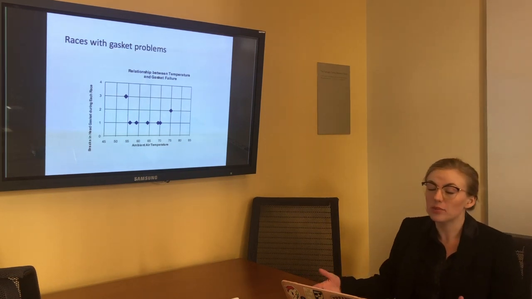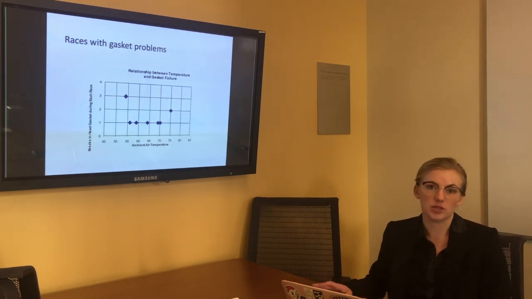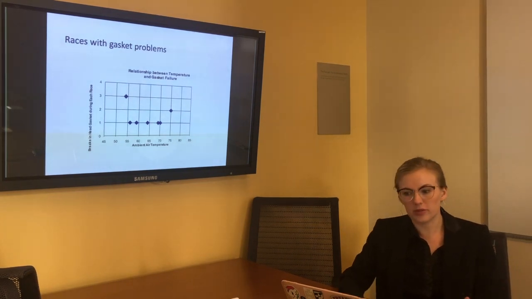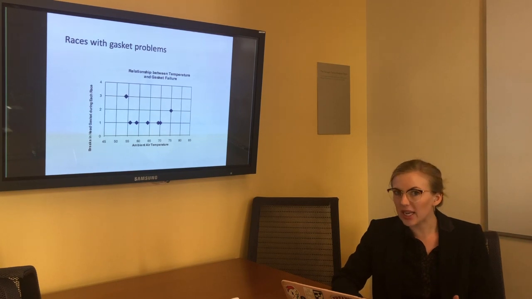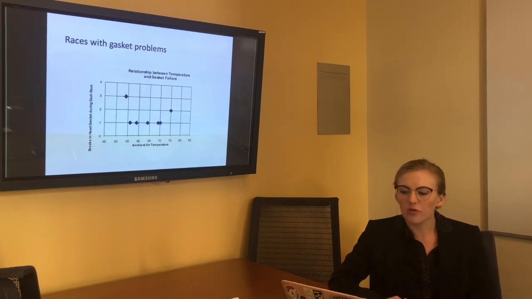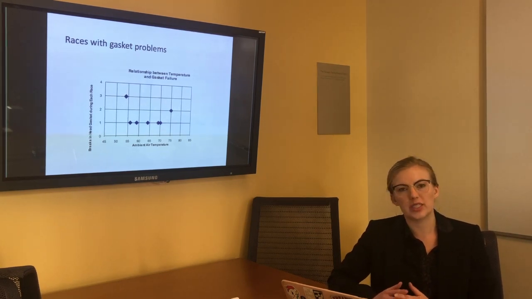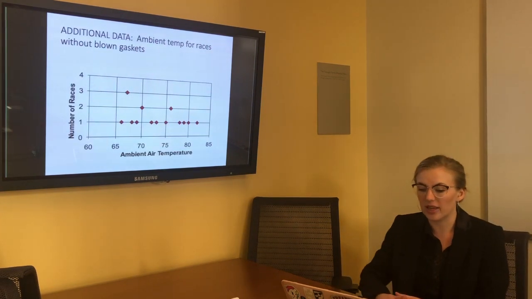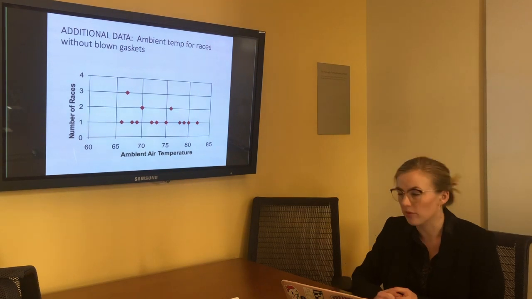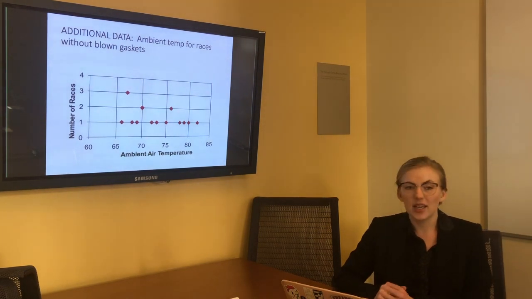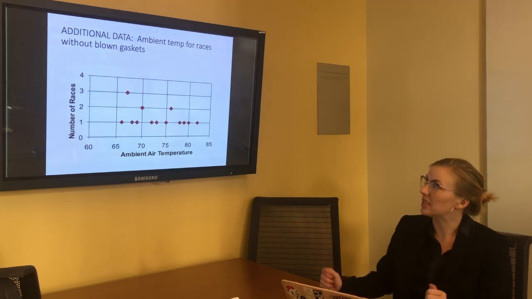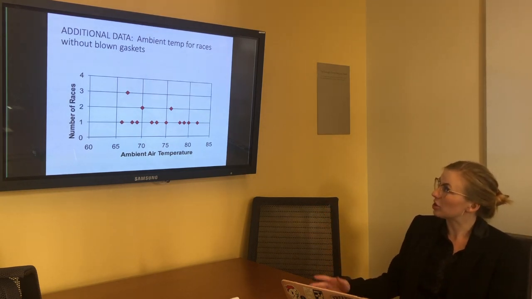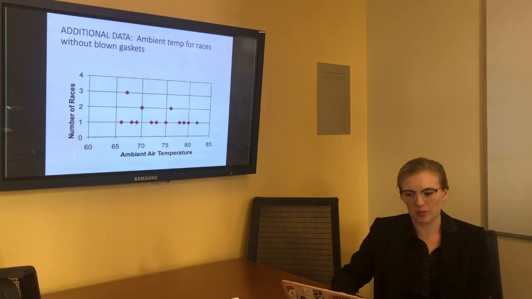And most of the teams often do not do this, which is the point of the exercise. But usually a few of them do. And so if they ask the mechanic for additional data for ambient temperature when races do not have blown gaskets, then you as the mechanic can give them the missing third sheet from the case study, which has the missing data. So this is the data for ambient air temperature on races where they did not have a blown gasket.